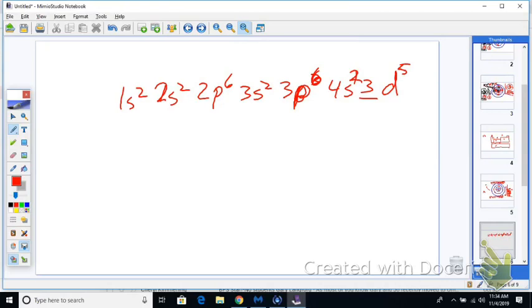Because the 3D's have not been filled yet. If you go to 4D's, you're skipping over the 3D's. Which one has lower energy, 3D or 4D? 3D. They have to fill up that whole level first. So if we go 3D10, where are we? 4p. Zinc.